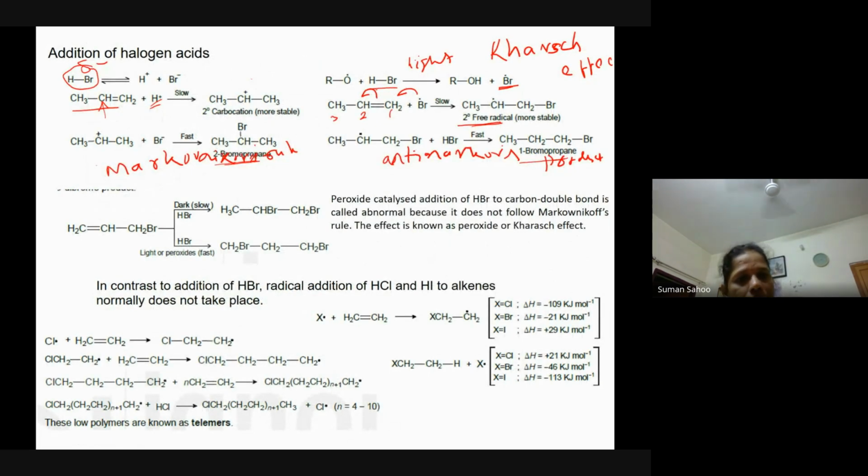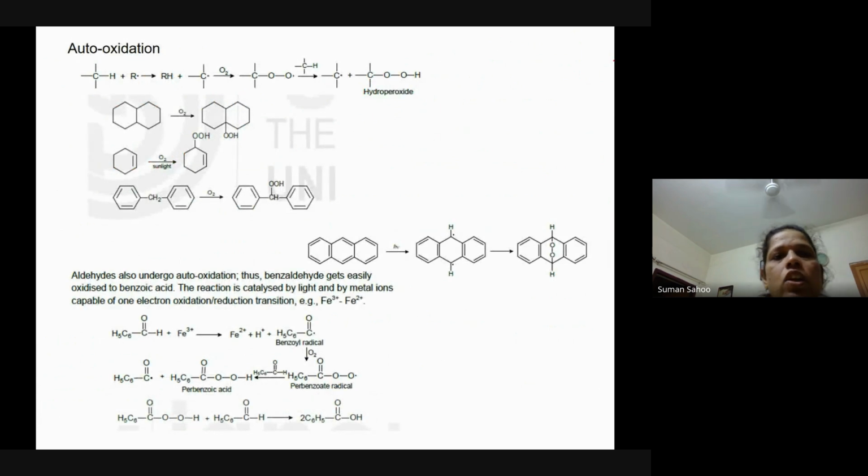Okay, so in radical only in case of HBr you have radical addition, but in case of HCl and HI you do not see any Kharasch effect, so that doesn't happen actually in case of your addition of HCl and HI. Next is your auto oxidation.